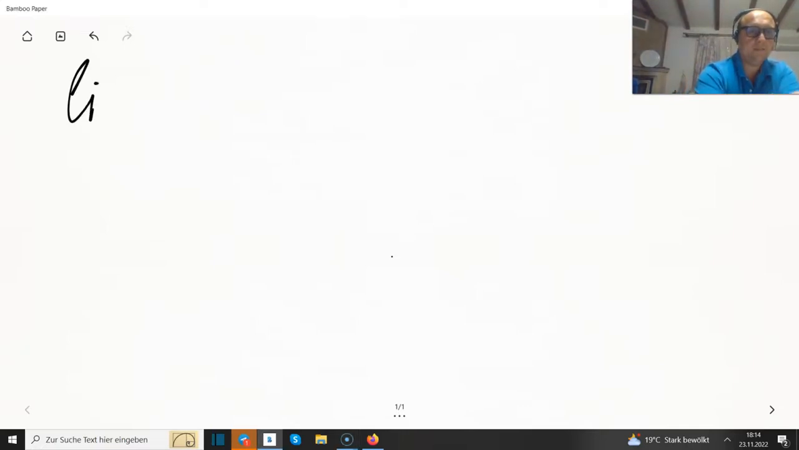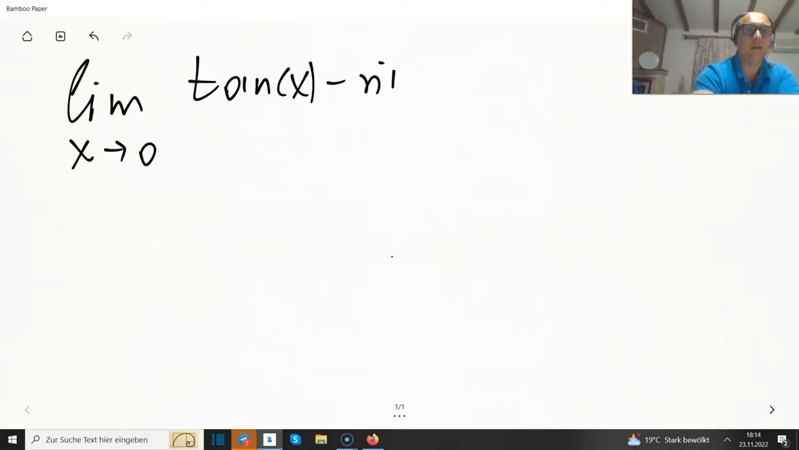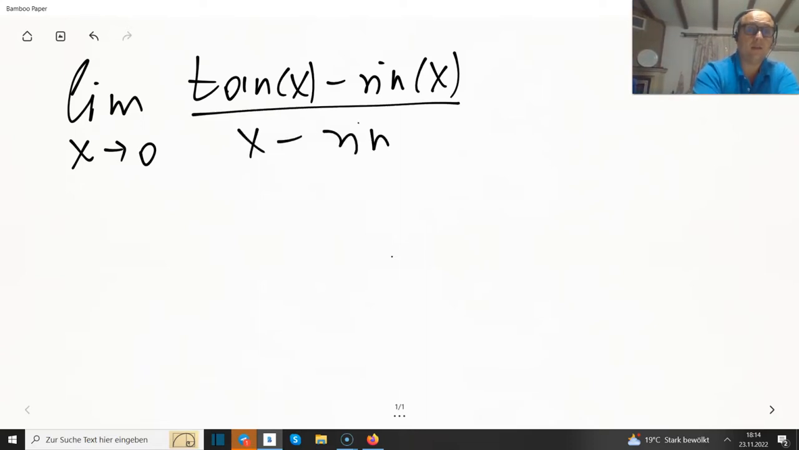Limit, x towards 0, of tangent of x minus sine of x, divided over x minus sine of x. Well, since we know that tangent, sine, and x are all behaving equally next to 0, it should be something like 1, right? Well, let's see.